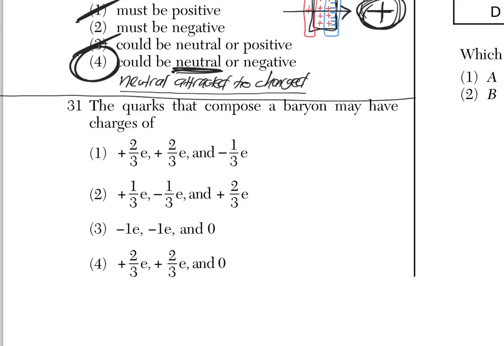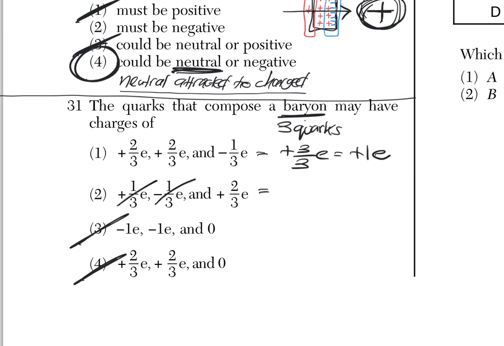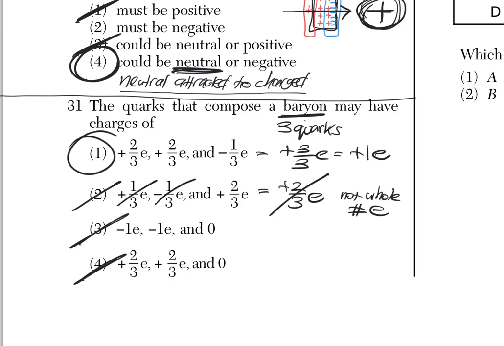31, a baryon is 3 quarks, so we immediately can get rid of 3 and 4. Let's take a look at what we have here. Plus 2/3, plus 2/3, and negative 1/3 gets us plus 3 over 3, which is plus 1, so that's legal. Plus 1/3, negative 1/3, and plus 2/3: these guys cancel, and that gets me net plus 2/3 e. That is not legal. It's not a whole number of elementary charges. So that is choice 1.